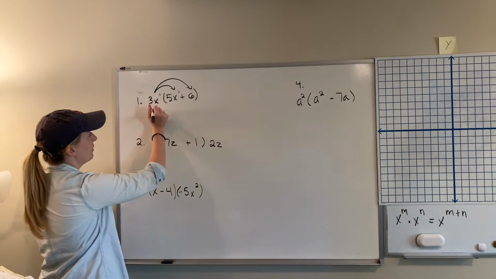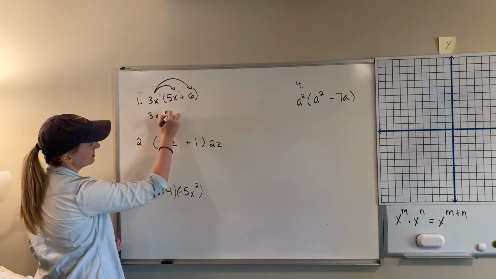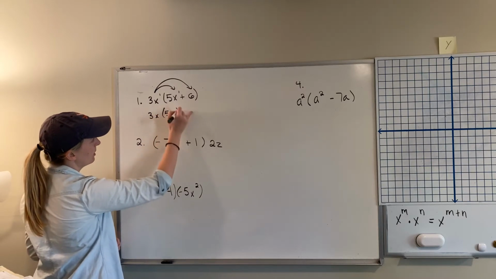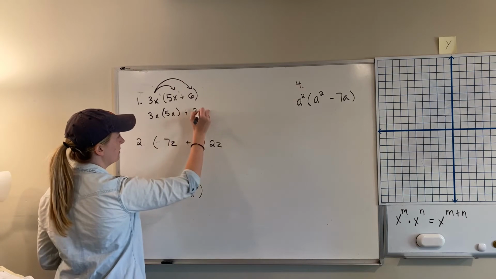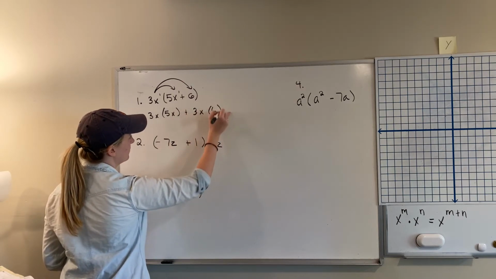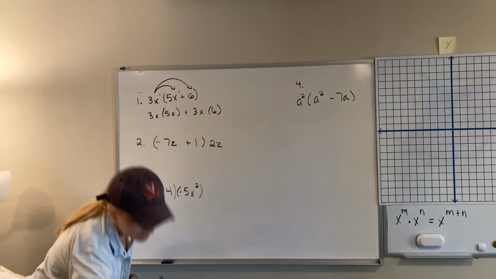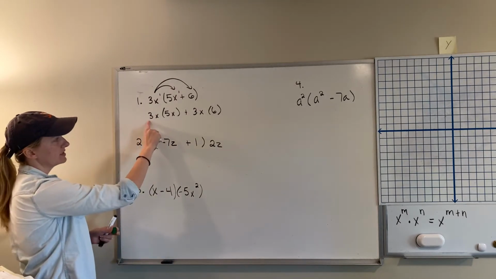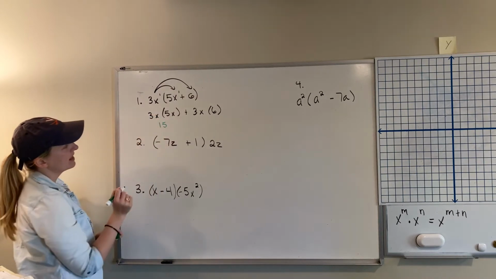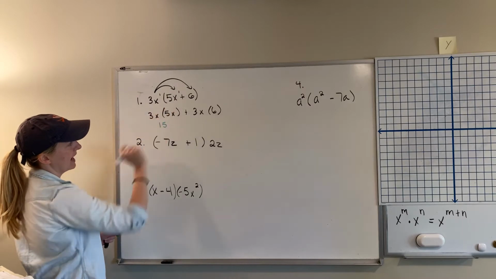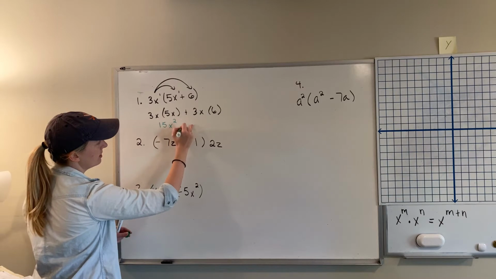So let's multiply it out. We have 3x times 5x plus, right there, 3x times 6. What does that equal? I'll use a different color. Multiply your coefficients first. 3 times 5 is 15. And then add your exponents, x to the first plus x to the first. 1 plus 1 is 2, x squared.